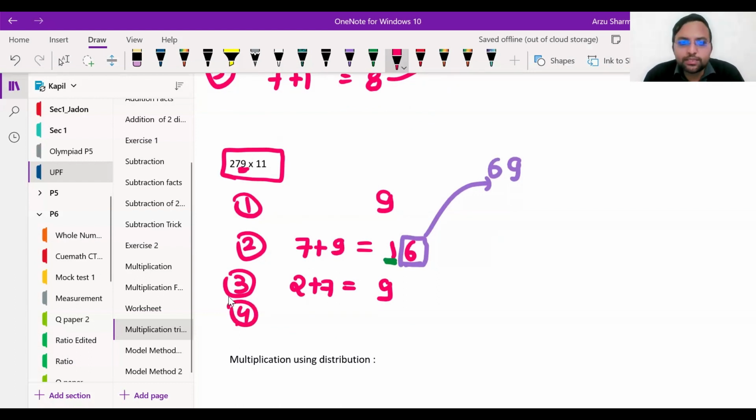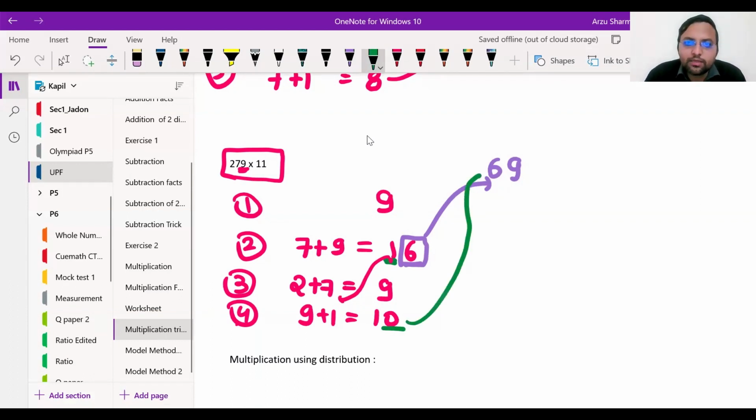Now the fourth step is we are going to add this green one to 9. Okay. 9 plus 1, this becomes 10. And now the ones digit of this will again be moved here. It becomes the hundreds digit of the product. And finally, we will keep this as it is.